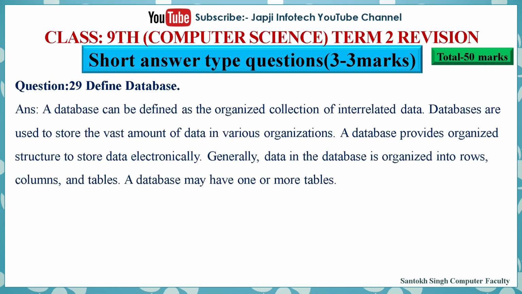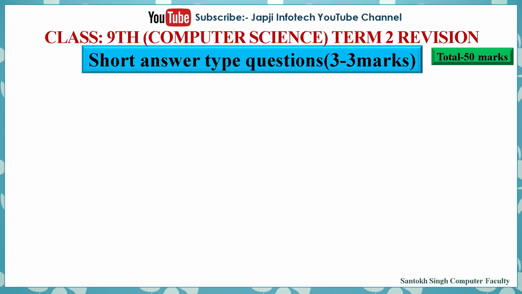29th one is define database. A database can be defined as the organized collection of interrelated data. Databases are used to store the vast amount of data in various organizations. A database provides organized structure to store data electronically. Generally, data in the database is organized into rows, columns, and tables. A database may have one or more tables.